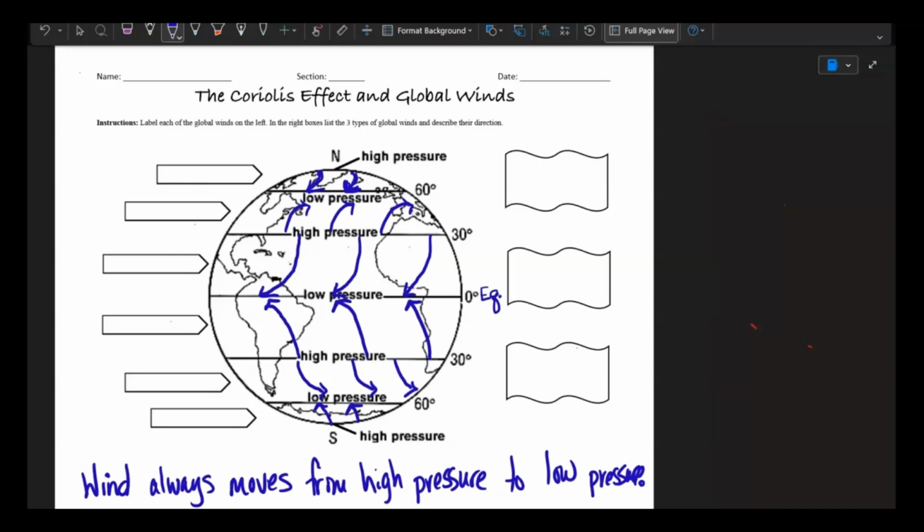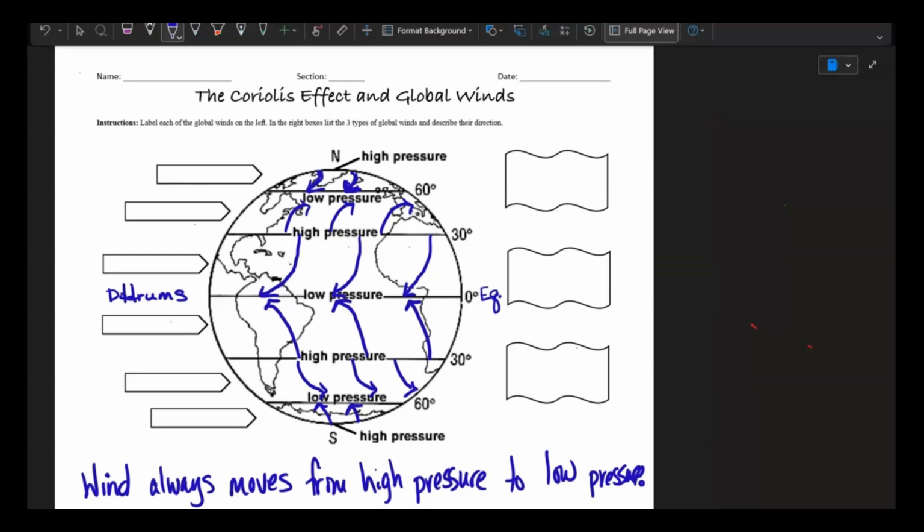All right, let's label some of these. So let's start with our latitudes, lines of latitude. So we have our equator. Sometimes that's called the doldrums. D-O-L-D-R-U-M-S, doldrums. That's a sailing term for latitudes close to the equator.